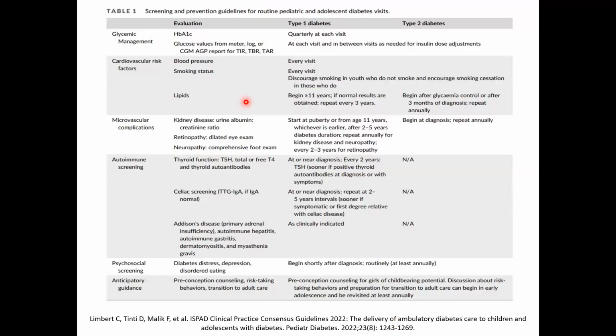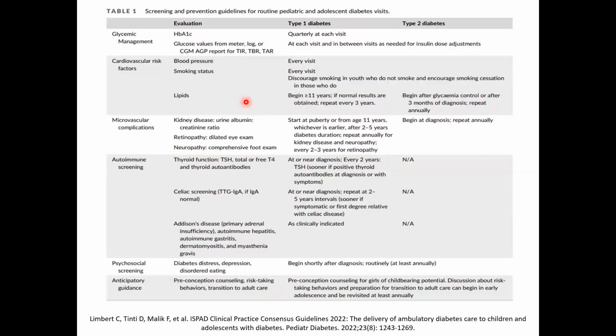For cardiovascular risk factors, we look at several parameters. We look at the blood pressure, which we said should be taken at every visit. We also need to assess the smoking status, especially for the older children, the adolescents, and the young adults. We should discourage smoking in those who are not smoking and encourage smoking cessation in those who do.